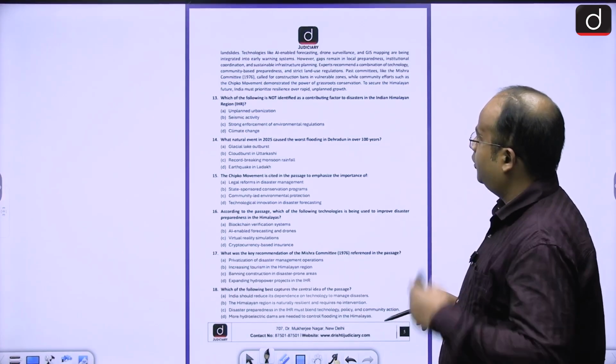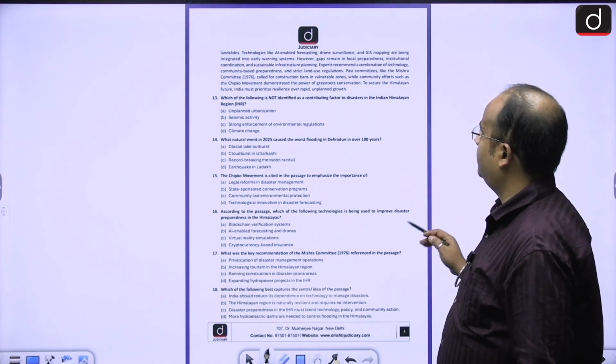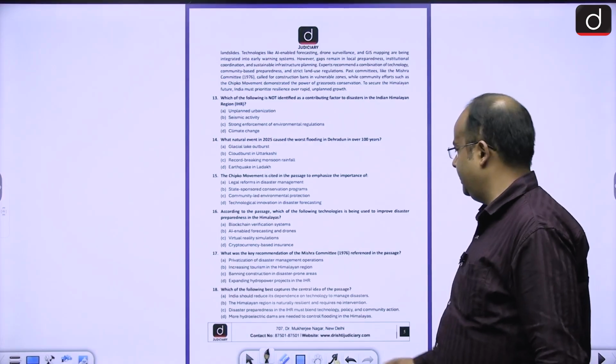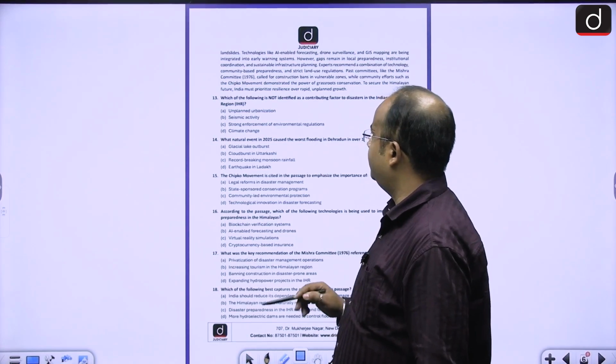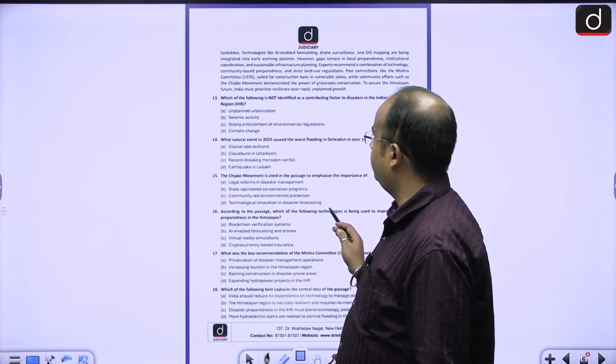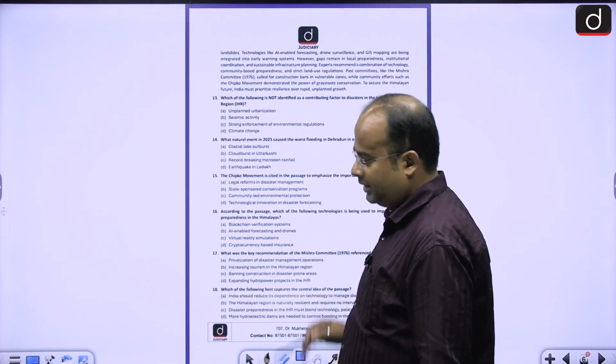Now, which of the following is not identified as a contributing factor to the disaster in the Indian Himalayas? First, unplanned urbanization; seismic activity; strong enforcement of environment regulation; climate change.